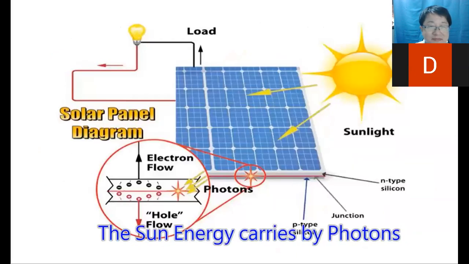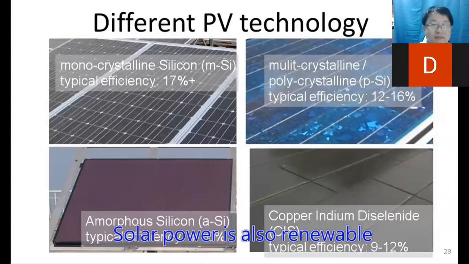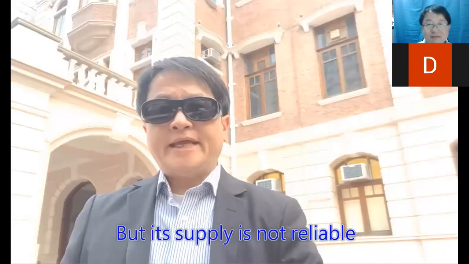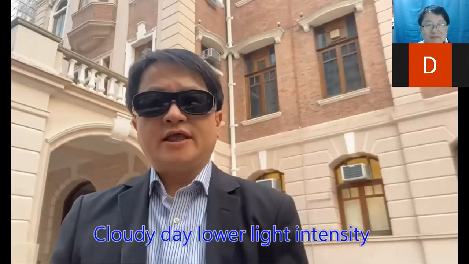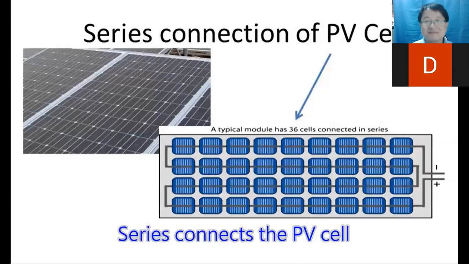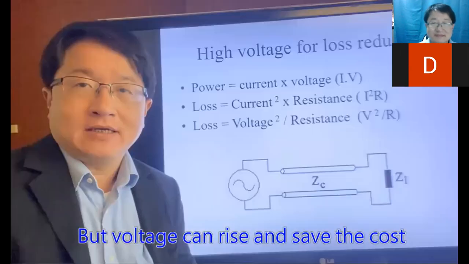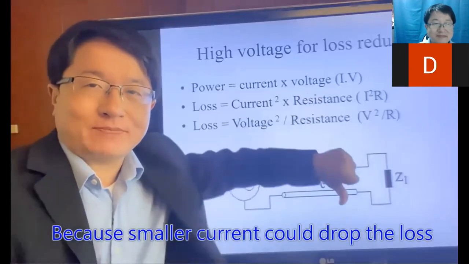Sun energy is carried by photons, which heat the PV cells and move the atoms. Solar power is also renewable, but it is not reliable. A cloudy day lowers light intensity, and a hot temperature drops the efficiency. PV cells connected in series mean a single problem will make it fail. The voltage can rise and save the cost, because smaller currents can drop the loss.